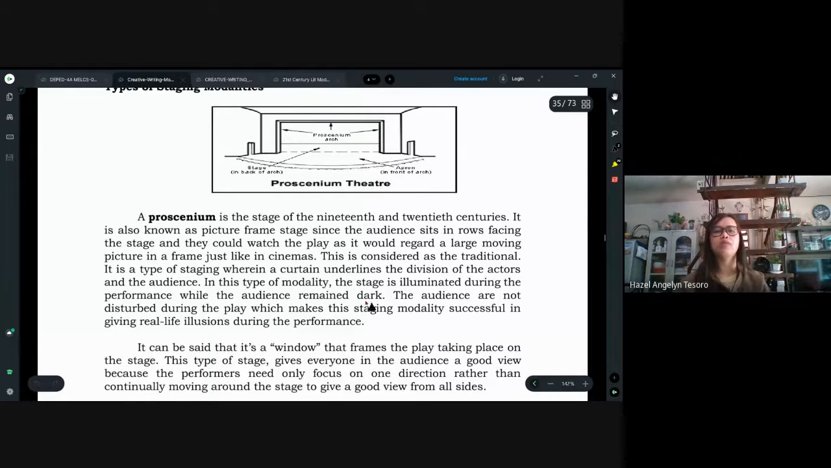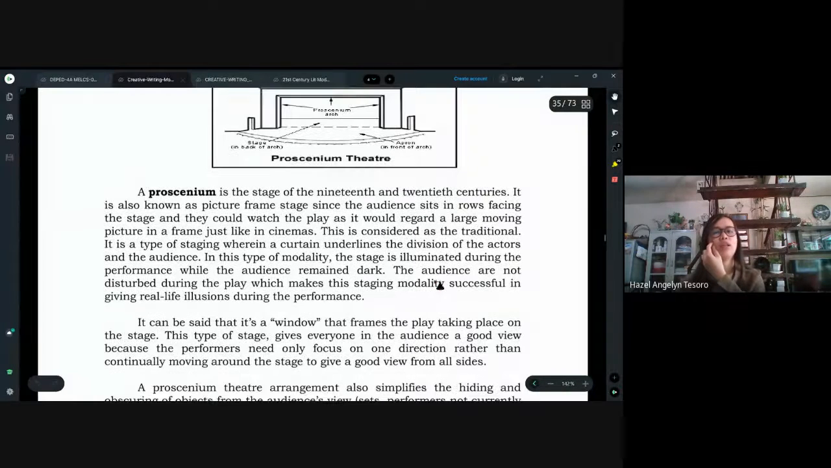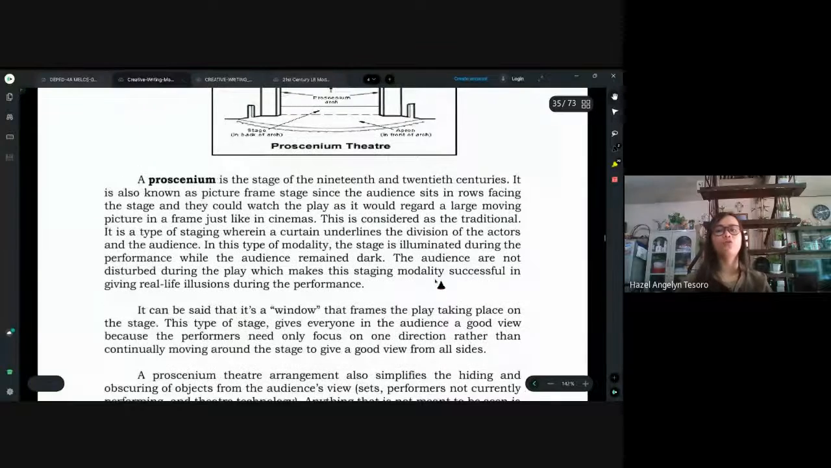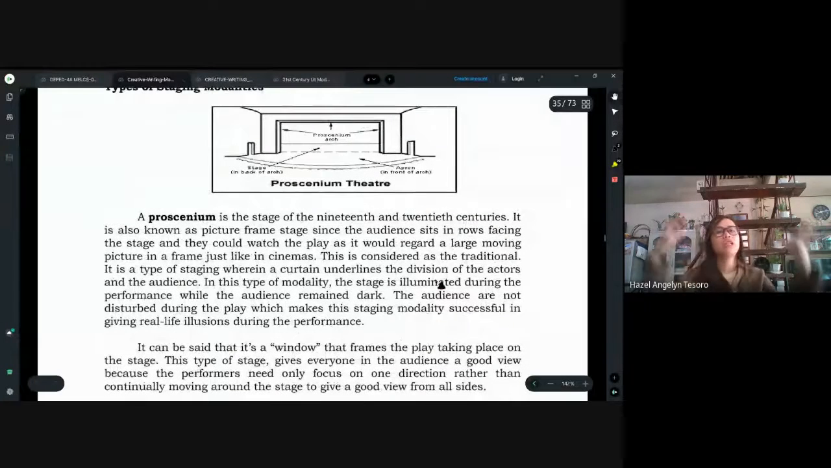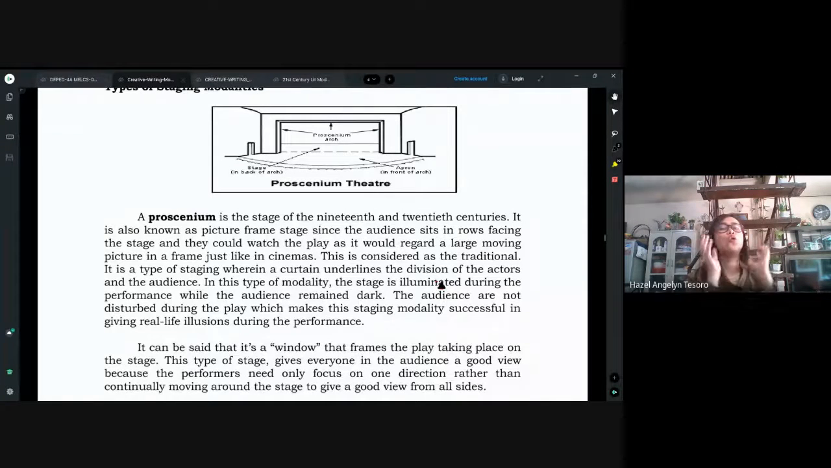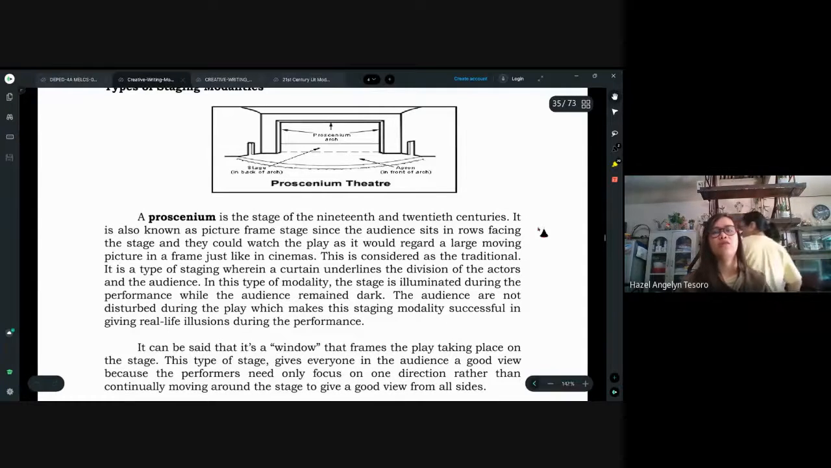So, balik tayo. A proscenium stage is a window that frames the play taking place on stage. This type of stage gives everyone in the audience a good view because the performers need only to focus on one direction rather than continually moving around the stage to give a good view from all sides. You also have a type of stage na lahat ng angles you can see what's happening in the play, but here you can only see the characters from in front, because you're actually facing the characters if you're the audience. Okay, so that's the proscenium theater.